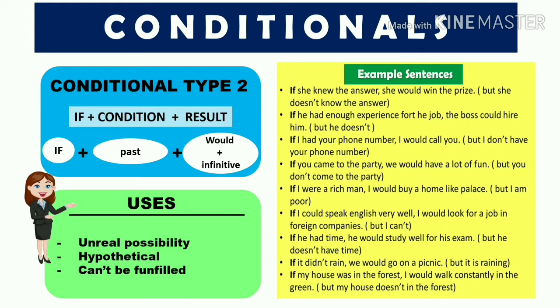If he had enough experience for the job, the boss could hire him, but he doesn't. If I had your phone number, I would call you. Now, can I call you now? No, because I don't have your phone number. So it is about unreal possibility. It's impossible that I have your phone number now. That is why I cannot call you.